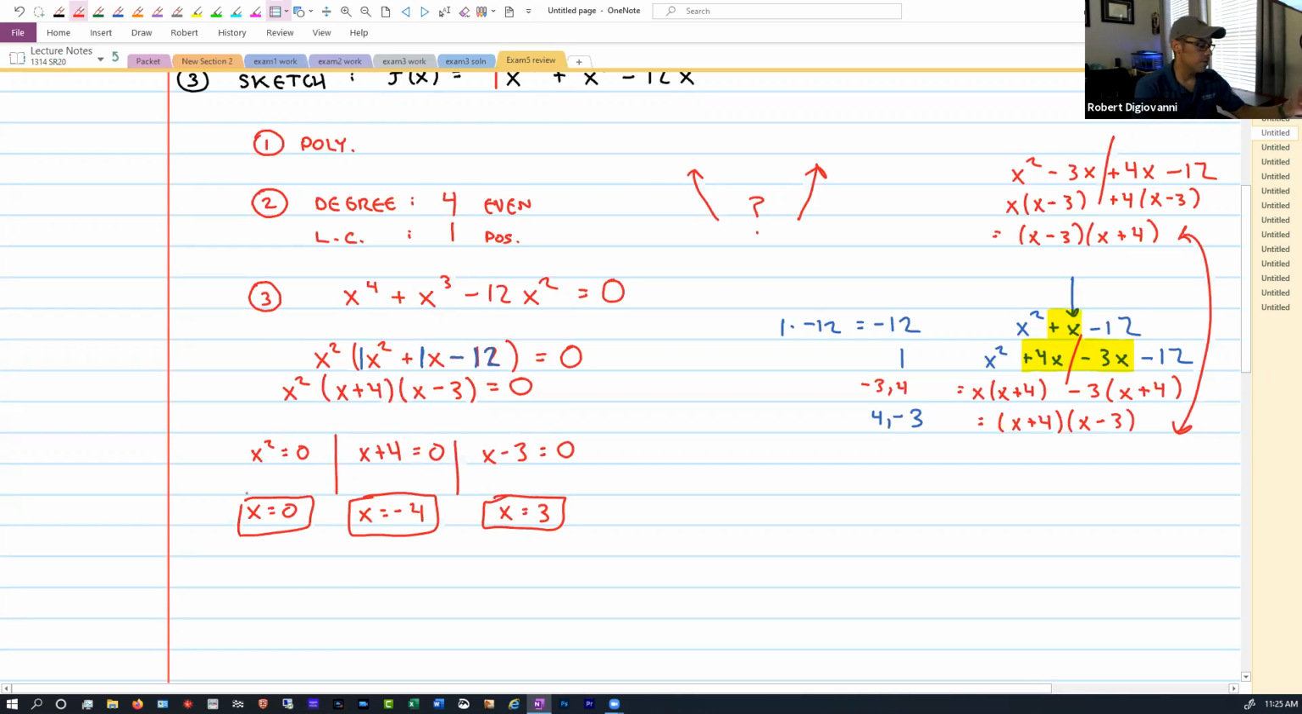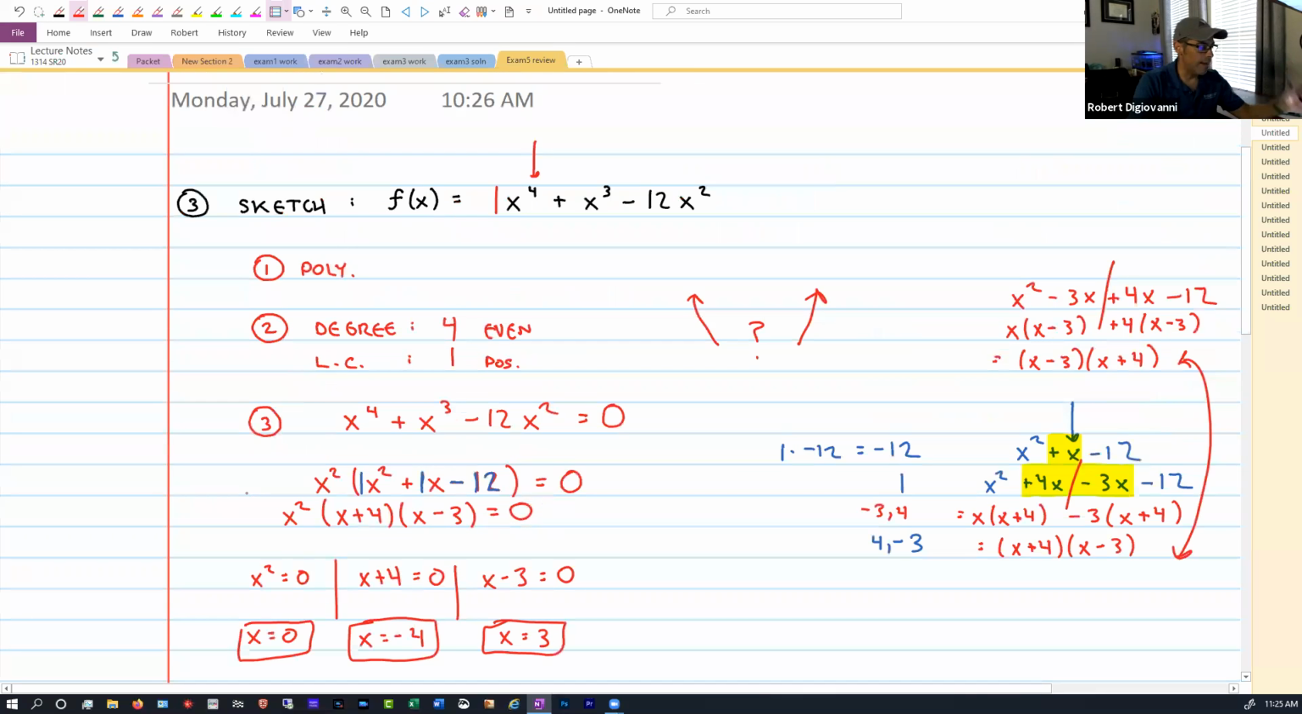And when we look at bounce or cross, we're not going to be going back up to the original problem. We're going to be looking at the factored version. So we're going to be looking at this version right here and looking at the powers here. So we go 0 came from here, and the power there is 2. So we should bounce. I'm just going to put a B. This -4 came from here. The power on that factor is 1, so we should cross. And then this 3 came from this factor. The power on that factor is a 1, so we should also cross.